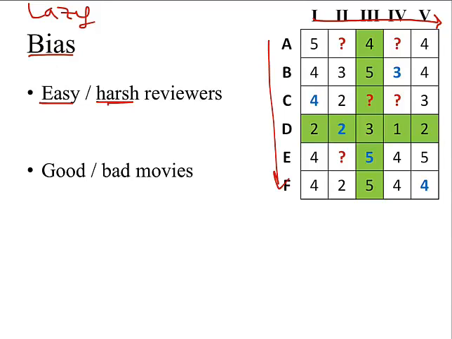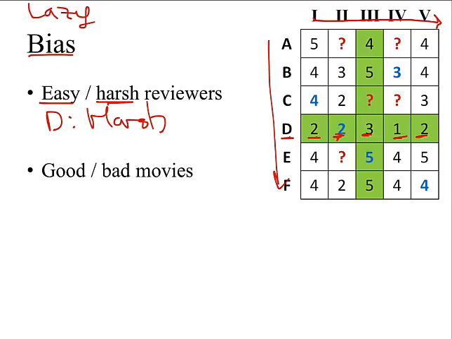So, for instance, if we look at user D here, we see that user D gives movie 1 a rating of 2, movie 2 a rating of 2, movie 3 a rating of 3, which is still the lowest of all of these values, movie 4 a rating of 1, and movie 5 a rating of 2. So he hasn't even gone above a 3 here, and he tends to rate much lower than the other users. So we'd say that user D seems like a harsh reviewer.